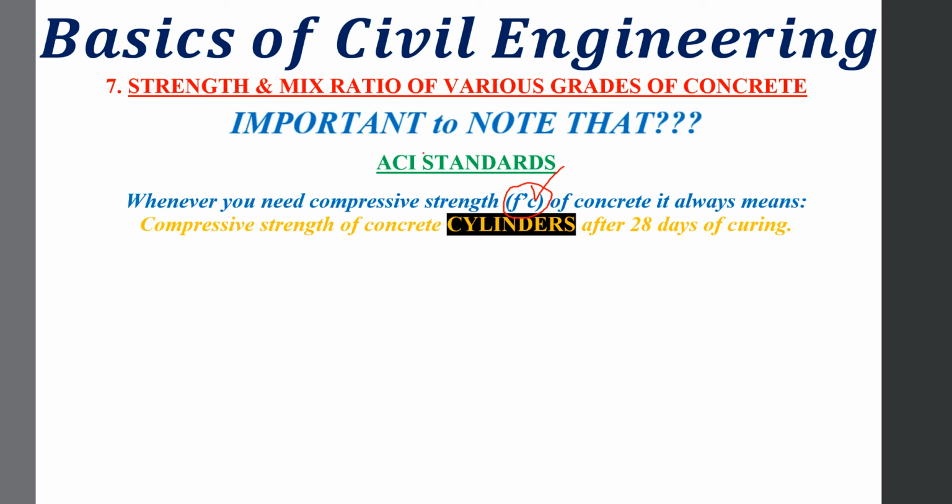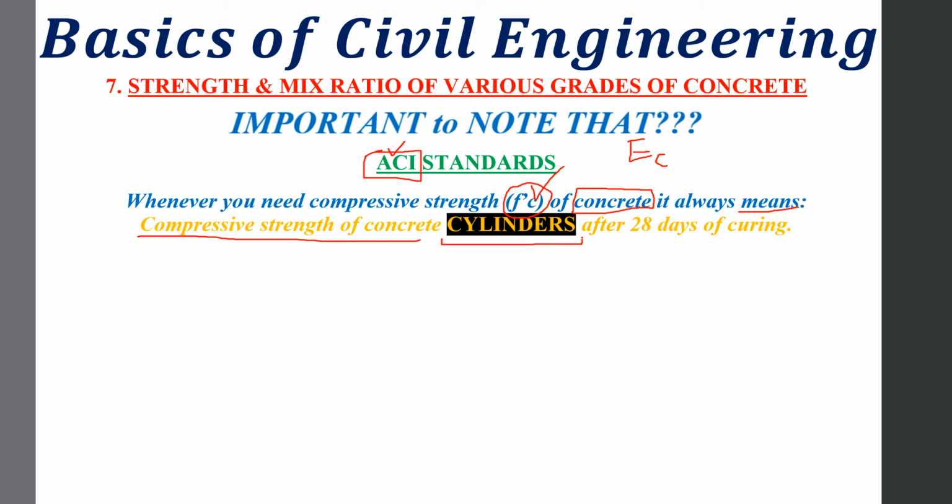But there are two standards. One is the ACI standard. According to the ACI standard, whenever you need compressive strength of concrete, if anyone is working on design of concrete structures and is following ACI standards, then he will surely need FC prime to calculate simply the modulus of elasticity of concrete. And what will that FC prime be? It means the compressive strength of concrete cylinders.